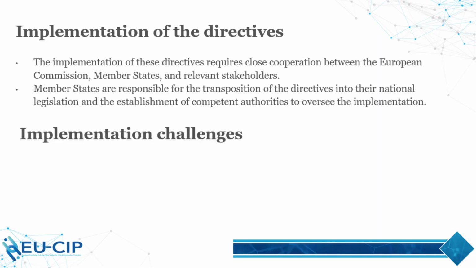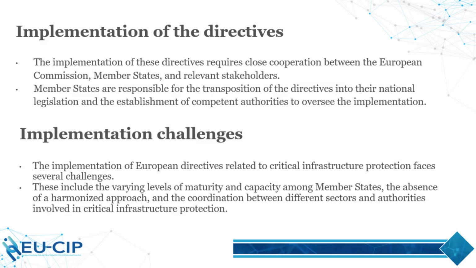Implementation of the directives. The implementation of these directives requires close cooperation between the European Commission, member states and relevant stakeholders. Member states are responsible for the transposition of the directives into their national legislation and the establishment of competent authorities to oversee the implementation. Implementation challenges. The implementation of European directives related to critical infrastructure protection faces several challenges. These include the varying levels of maturity and capacity among member states, the absence of a harmonized approach, and the coordination between different sectors and authorities involved in critical infrastructure protection.